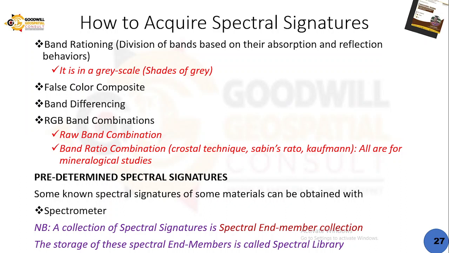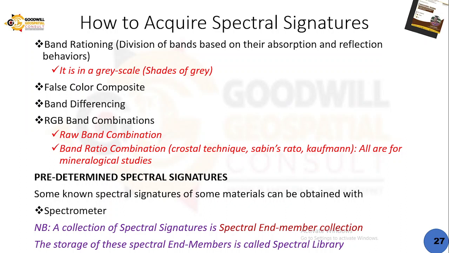They are all for mineralogical studies. Now we also have the predetermined spectral signatures. You can have some known or laboratory-generated spectral signatures sitting in an archive. So we can go to those archives and retrieve those spectral signatures to help us map our mineral of interest.